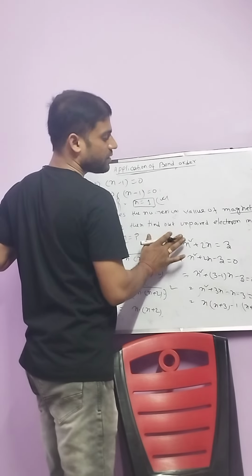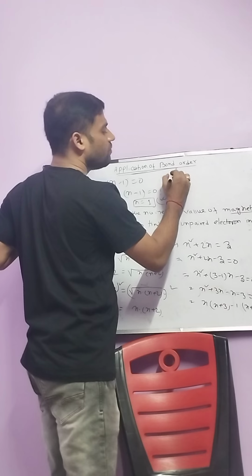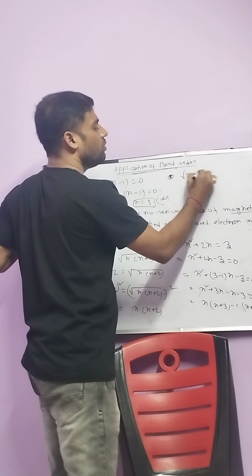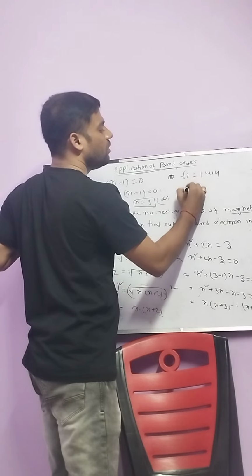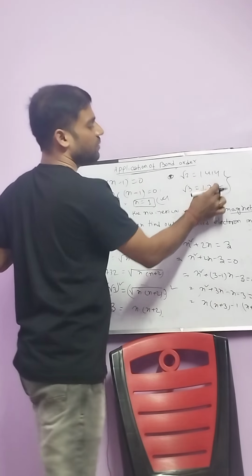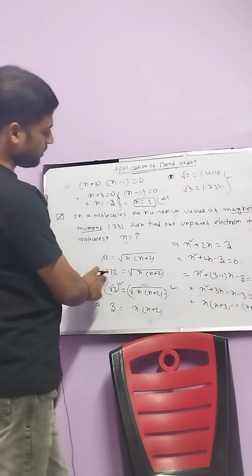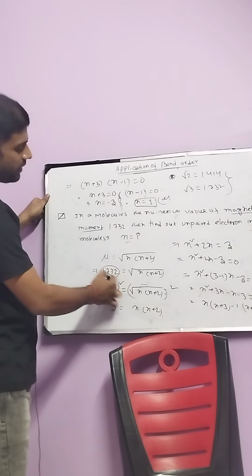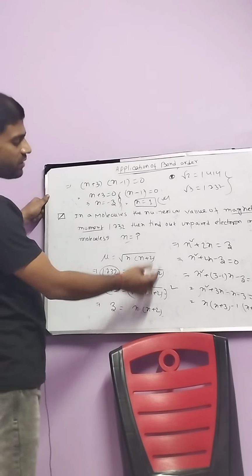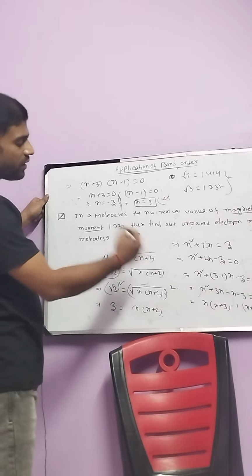To solve this kind of question, you can remember these root values. Root 2 is 1.414, root 3 is 1.732. So this number can replace that number, and then the calculation is easy. But if 1.732 equals root over n plus 2, then we have to square both sides and so on.